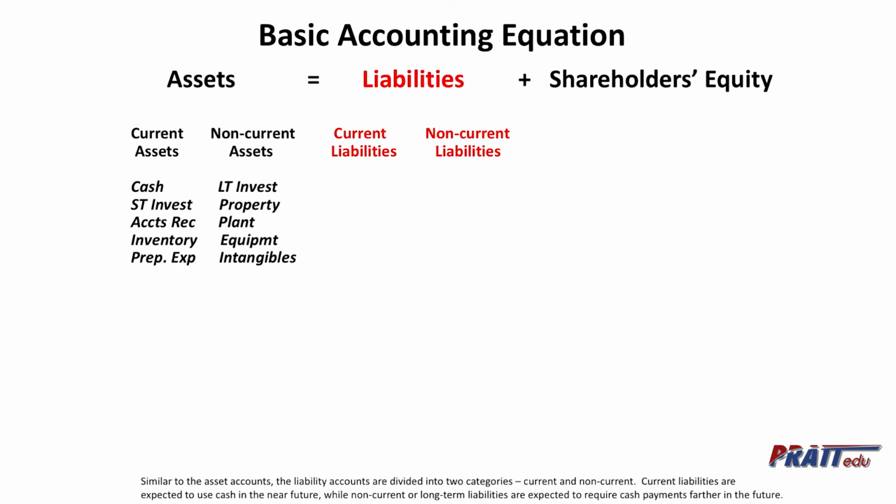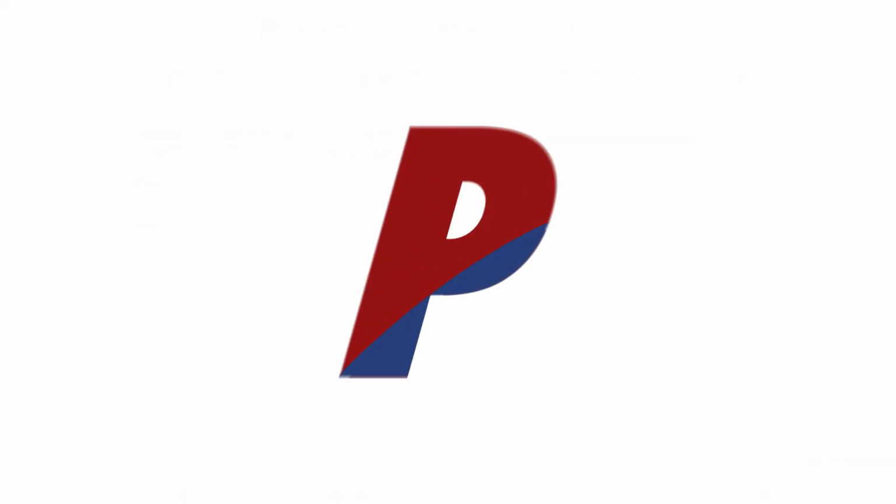Similar to asset accounts, the liability accounts are divided into 2 categories, current and non-current. Now you see how we begin to build a balance sheet, which, by the way, houses all the other financial statements: the income statement, the statement of cash flows, and the statement of shareholders' equity.